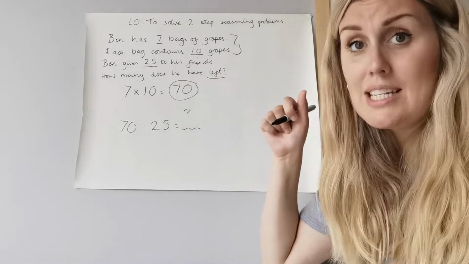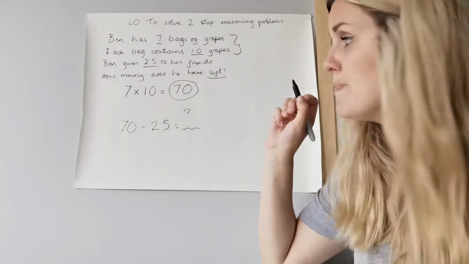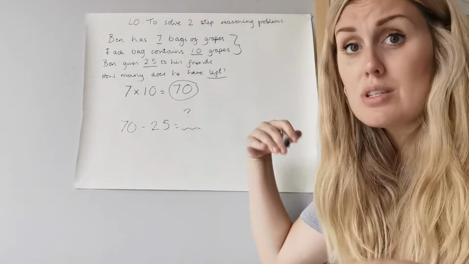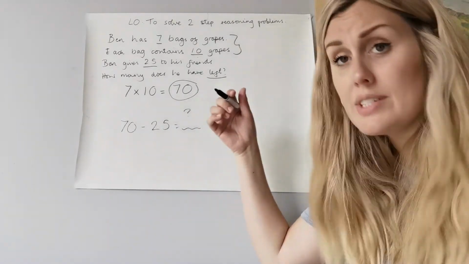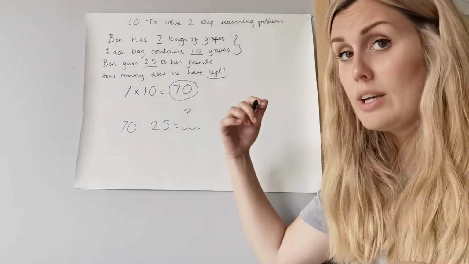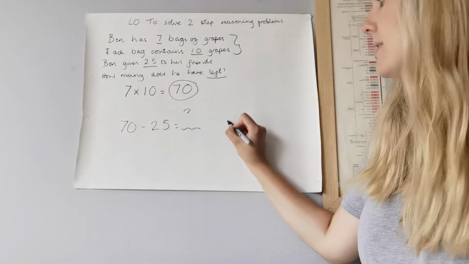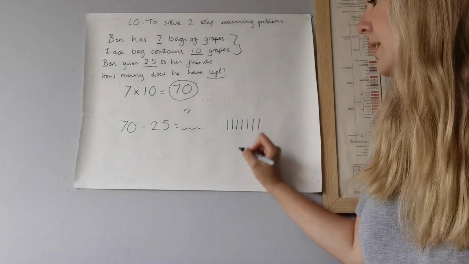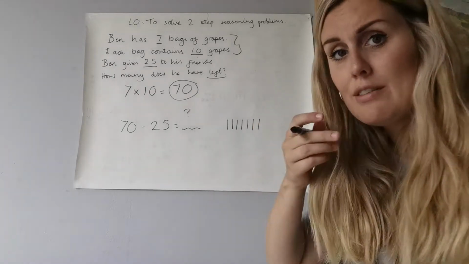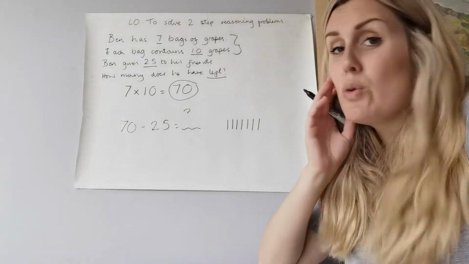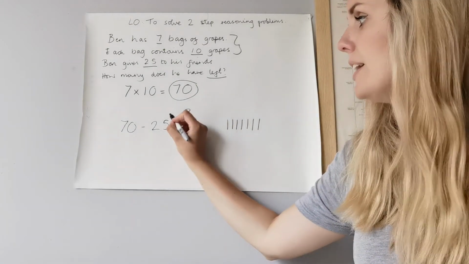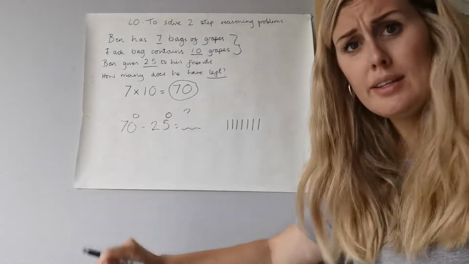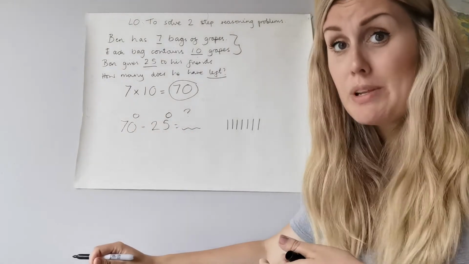So it's all about reading that question really, really carefully. So this is my next number sentence, my next step in order to solve the problem. So 70 take away 25. Right, I'm going to draw out 7 tens. 1, 2, 3, 4, 5, 6, 7. And it's taking away 25. Now, I've already spotted a problem. I can't take away 5 ones from no ones. So I'm going to have to do a little bit of exchanging.